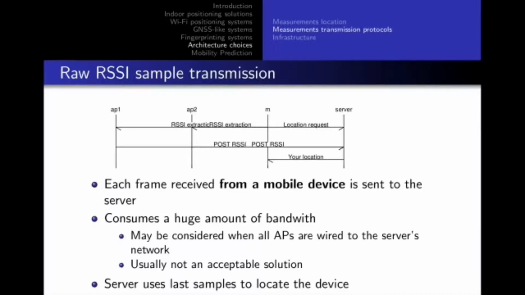In this kind of system, the server will use the last samples to locate the device. So it will have a sliding window of 1 second and use all samples related to a device in the last 1 second to locate it.